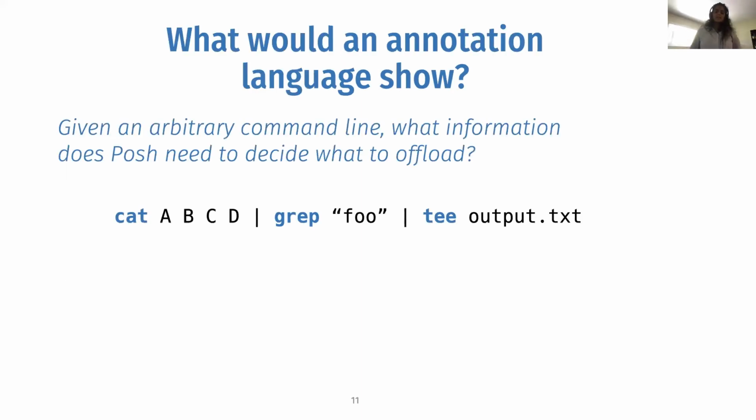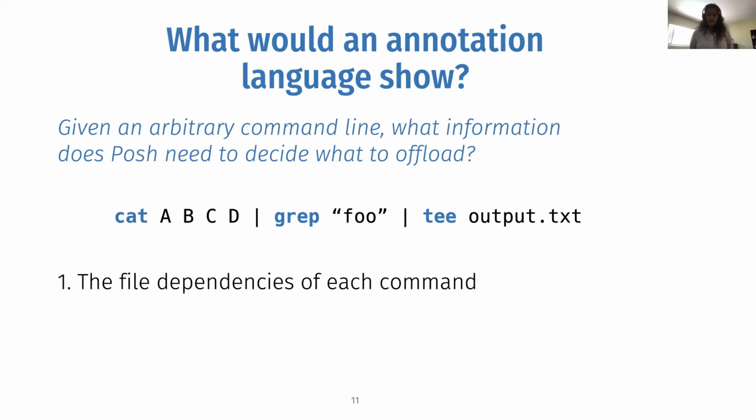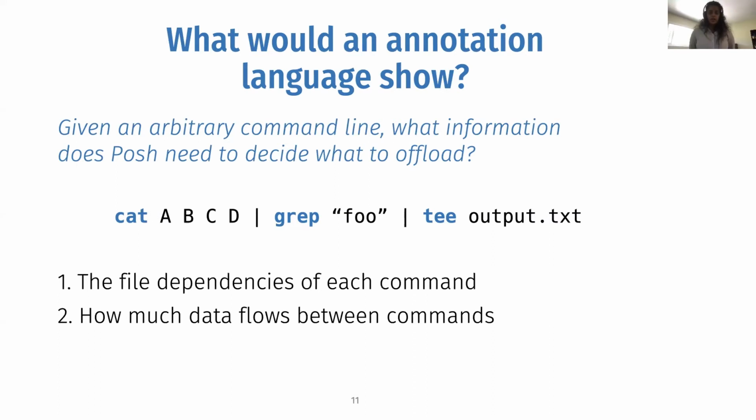Let's think a little more in detail about what this annotation interface needs to show. Given this arbitrary pipeline, what does POSH need to know to decide which commands to offload? First, it needs to determine the file dependencies of each command. If the argument output.txt is stored locally, POSH cannot offload the T command. Next, POSH needs a notion of how much data flows between the commands in order to figure out how to reduce data movement. For example, if the arguments to cat are remote, it would be pointless to offload cat but not grep because grep usually produces much less output than input.